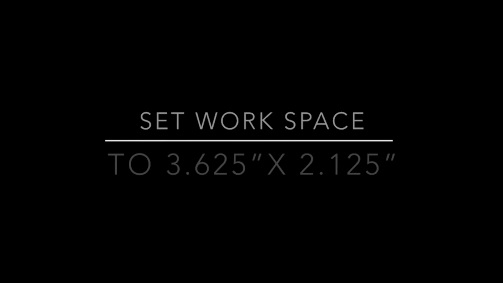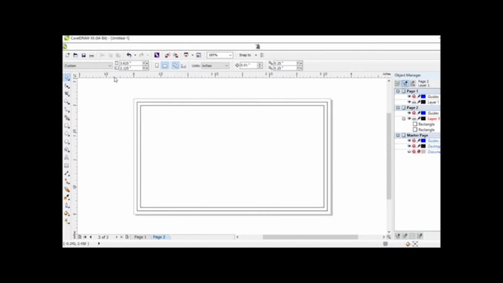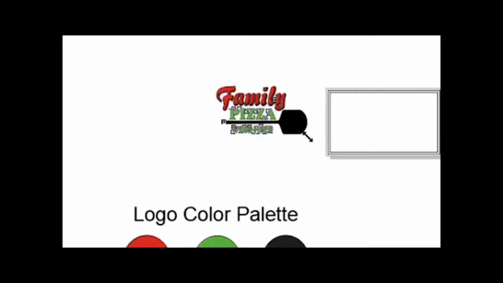Let's jump right in. Set your workspace to 3.625 by 2.125. Industrial printers use a bleed. With the bleed set as the workspace, you can now create a new square, one that will represent your business card, 3.5 inches by 2 inches. The next square you create will be considered the inside bleed, which you will want to keep all the important text inside of. Now that we have our sizing all ready, we can import our logo and color palette.